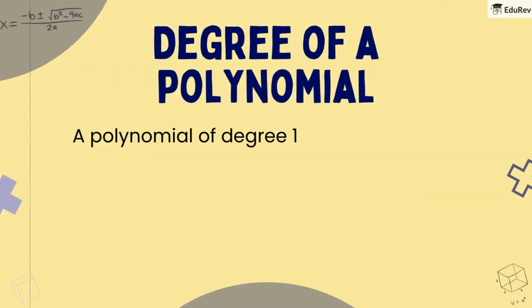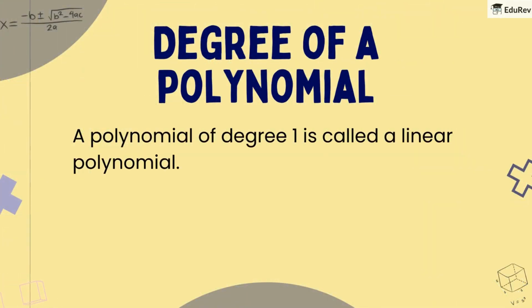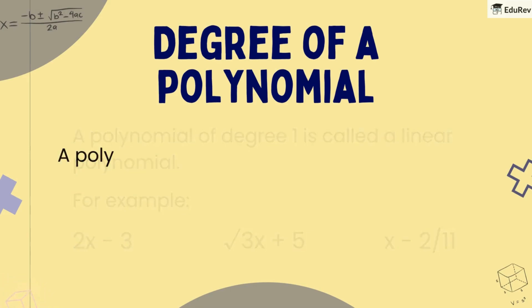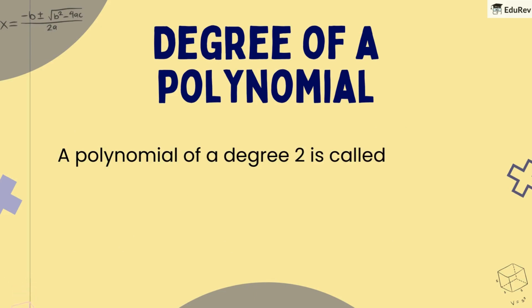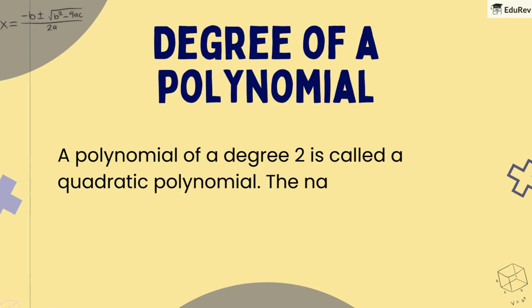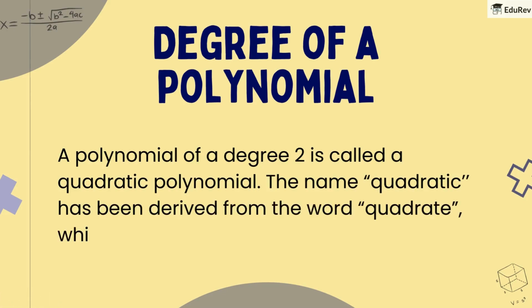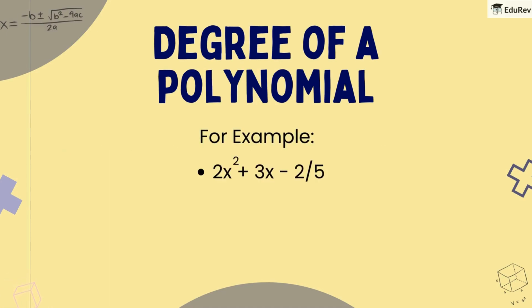A polynomial of degree 1 is called a linear polynomial. Examples include expressions like 2x minus 3, square root 3x plus 5 and x minus 2 upon 11. Similarly, a polynomial with a degree of 2 is known as a quadratic polynomial. The name quadratic comes from quadrate, meaning square, indicating the square power. For example, 2x square plus 3x minus 2 upon 5, y square minus 2, and minus x square plus root 3x.